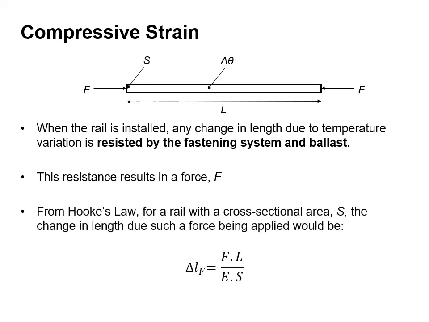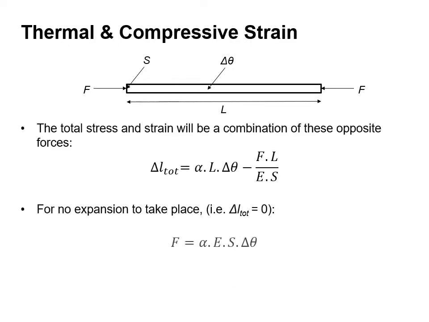Let's now have a look at compressive strain. When the rail is installed, any change in length due to the temperature variation is resisted by the fastening system and the ballast. This resistance results in a force F. From Hooke's law, for a rail with cross-sectional area S, the change in length due to such a force being applied would be calculated as shown below. The total stress and strain will be a combination of these opposite forces, as shown. For no expansion to take place, delta L total must equal 0.